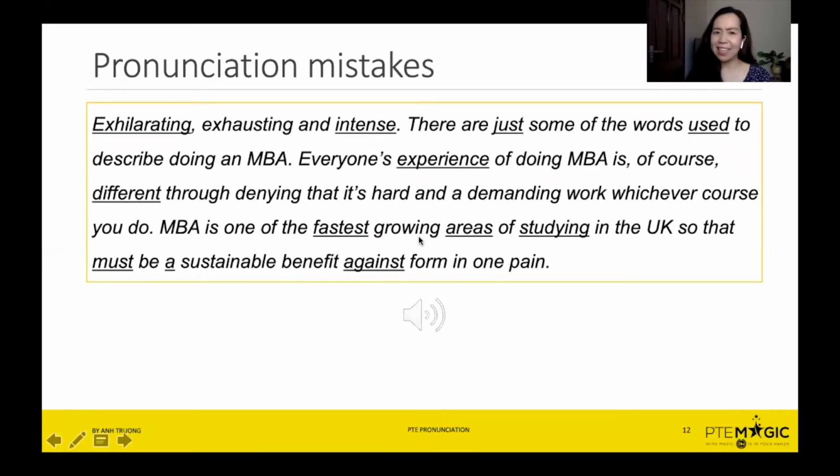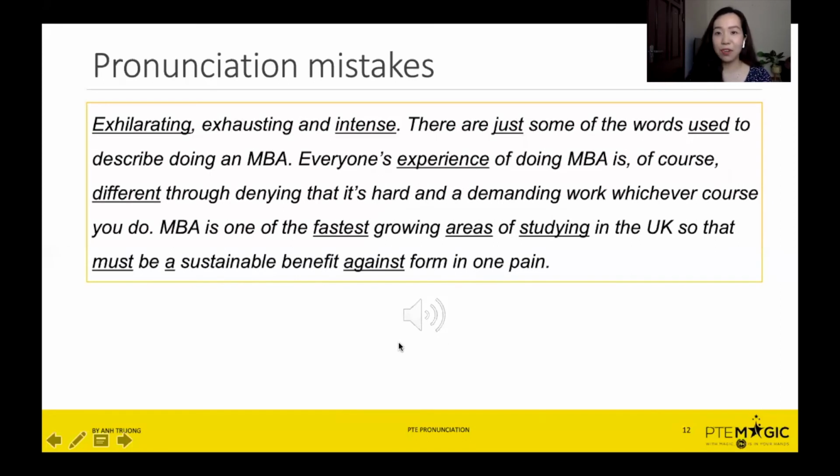Throughout the text, it can be easily seen that ending sounds or final sounds are the most prominent issue. So she said fattest instead of just fastest, and against becomes agains, or just becomes jus. Another problem is that she tends to shorten the words by saying experience instead of just experience, or era instead of areas. And for this word studying, it sounds like just study to me. Last but not least, it should have been pronounced intense instead of just intense.